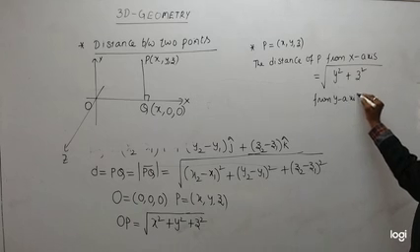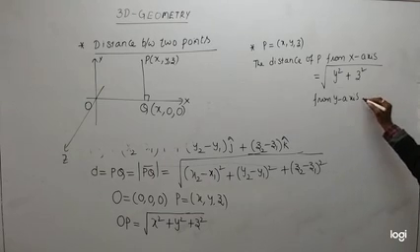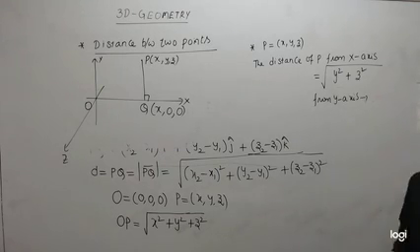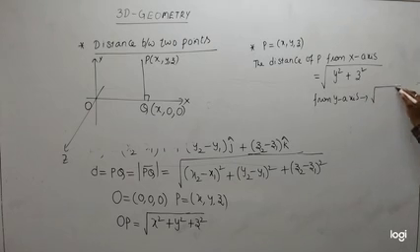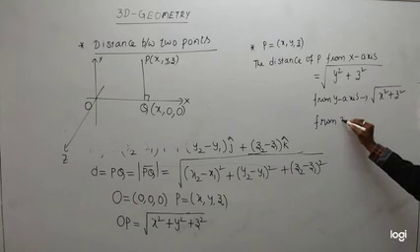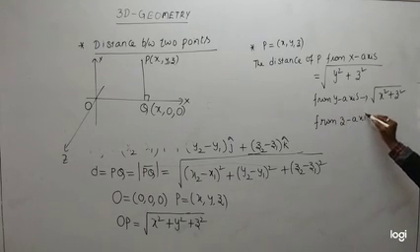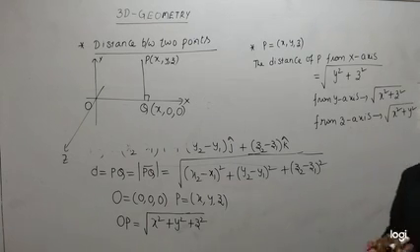So from the x-axis, what do you get? Square root of y square plus z square. By looking at this, you can easily say, from the y-axis, what is the distance of this point? Square root of x square plus z square. The distance from the z-axis to the point P is square root of x square plus y square. It is not necessary to learn by heart.